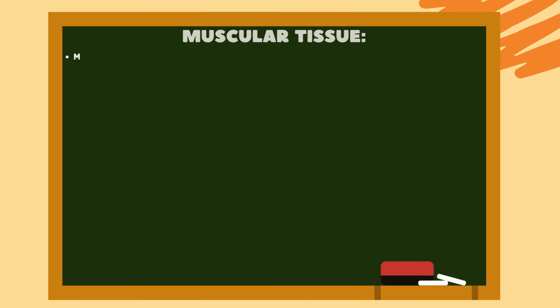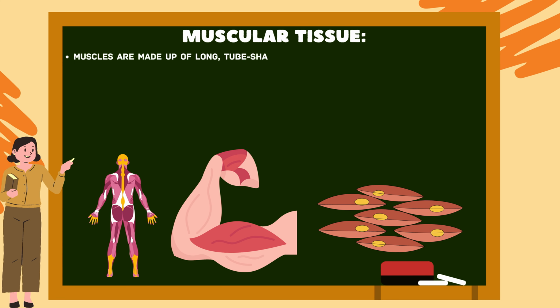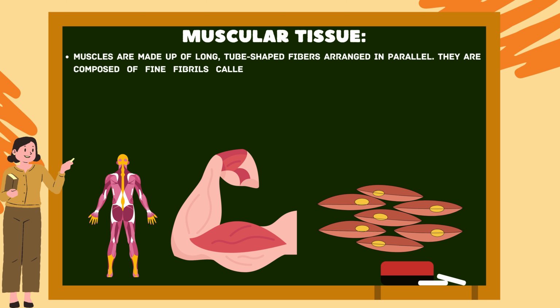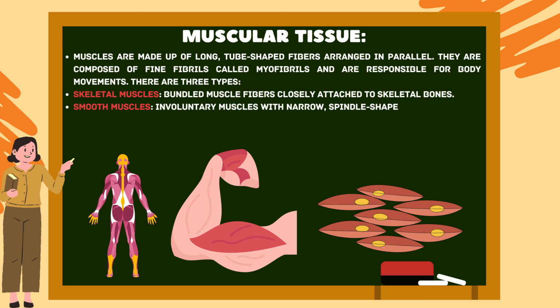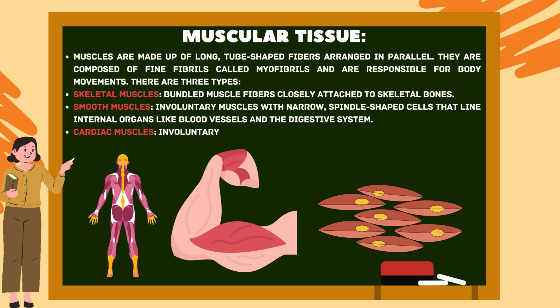Third is muscle tissue. It consists of elongated fibers and is responsible for body movements. There are 3 types: skeletal muscles, voluntary muscles attached to bones; smooth muscles, involuntary muscles found in internal organs like blood vessels and the digestive tract; cardiac muscles, found only in the heart and are also involuntary.